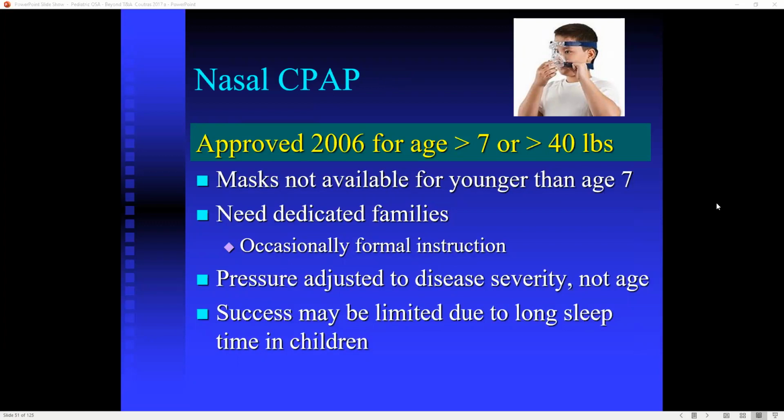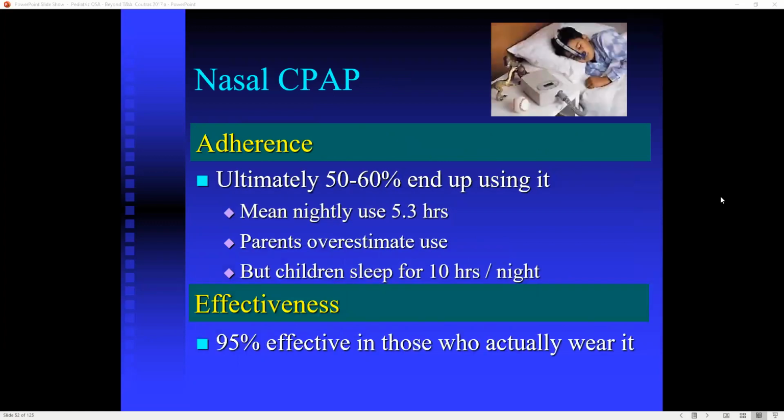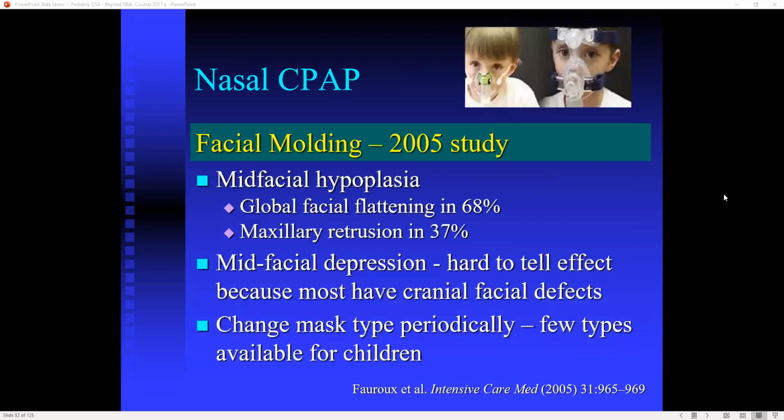Children sleep a lot longer than adults, and maybe 50–60% end up using it. But again, you see the mean nightly use is 5.3 hours, and kids spend 10 hours a night sleeping. So maybe it's not doing everything we would like it to do. And then parents, as well as adults on CPAP, always overestimate the use, even if they have good intentions. And then effectiveness, if they use it, actually it does work.